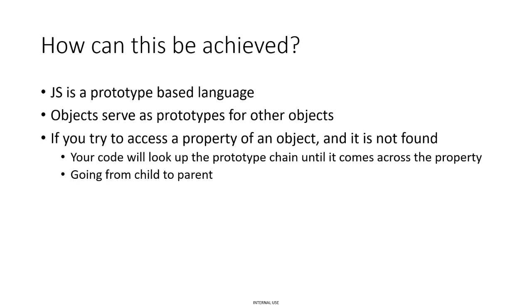But you do traverse up this prototype chain whenever you try to find properties of an object that you've created. And if it's not found on that object, it goes to that object's prototype. So it works backwards through the prototype chain until it comes across the property.